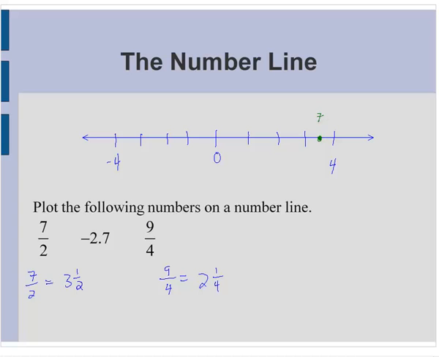And I will label it as 7 halves, the original number that was given. Or I should say the original form of the number. Negative 2.7, well, here's negative 1, negative 2, and here's negative 3. Negative 2.7 would be about here. And finally, 9 fourths is 2 and 1/4, so 2 and 1/4 is about here. And again, I will label it as 9 fourths, the original number that was given.